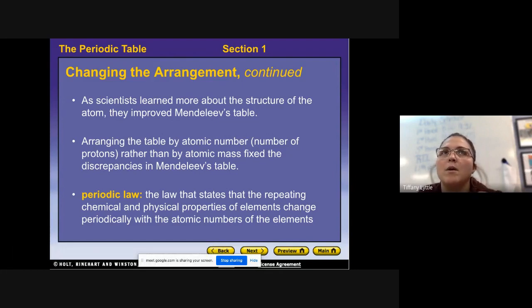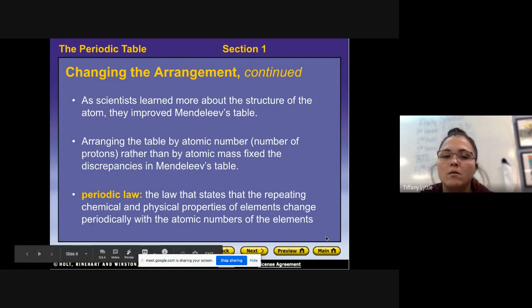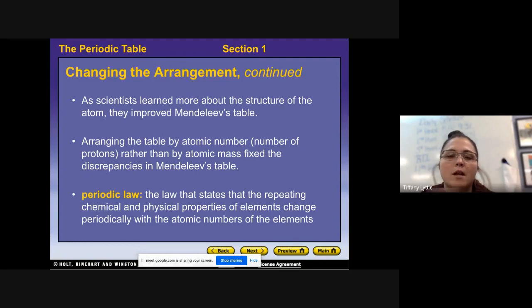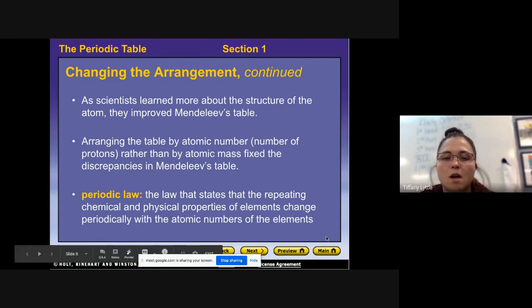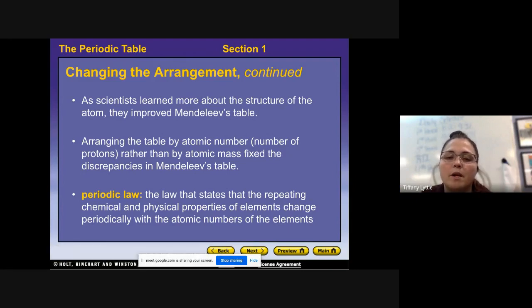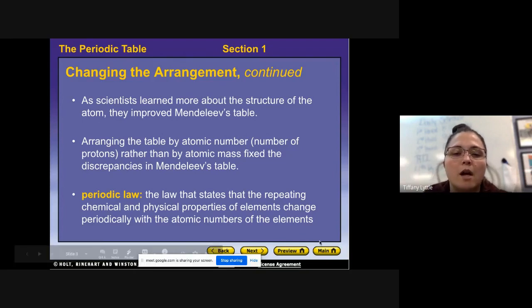So a newspaper is a periodical. It comes out once a week. Magazines can be considered periodicals. Some of them come out twice a month, once a month. There are lots of things that occur in regular intervals, and the periodic table is one of those. So we can say that when we arrange by increasing amount of protons, then the properties will repeat in certain intervals, and so they change periodically.